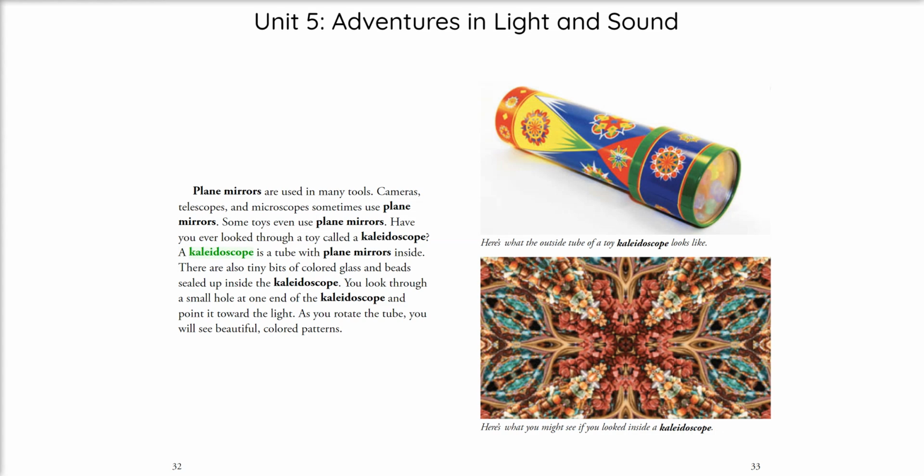A kaleidoscope is a tube with plane mirrors inside. There are also tiny bits of colored glass and beads sealed up inside the kaleidoscope. You look through a small hole at one end of the kaleidoscope and point it towards the light. As you rotate the tube, you will see beautiful colored patterns.